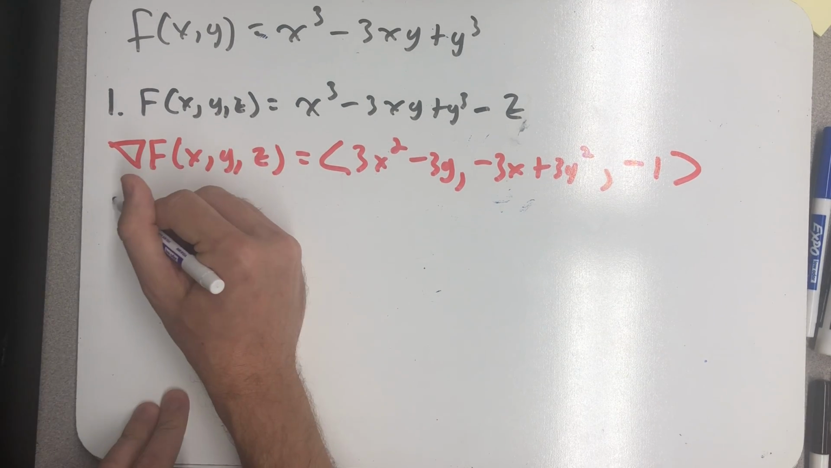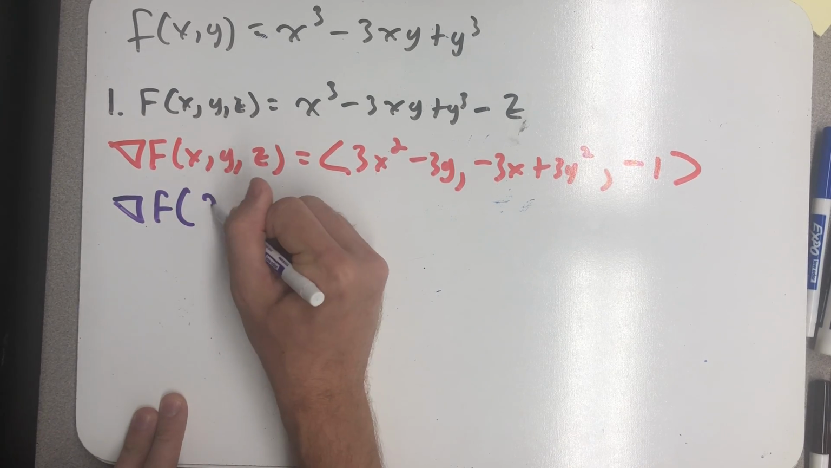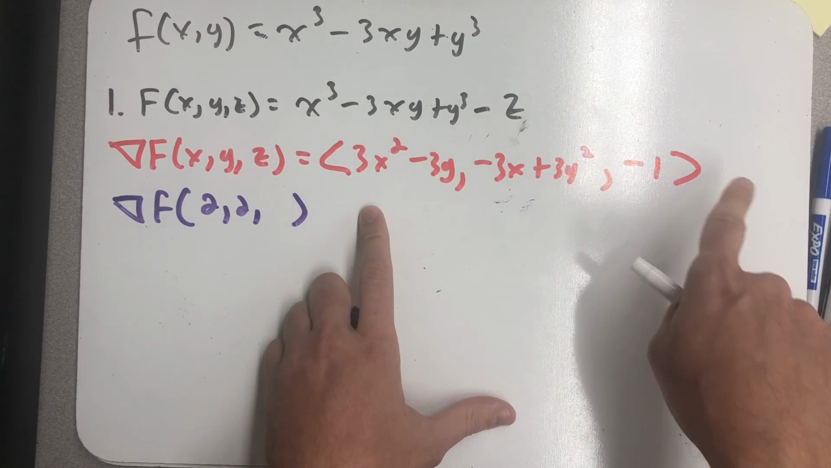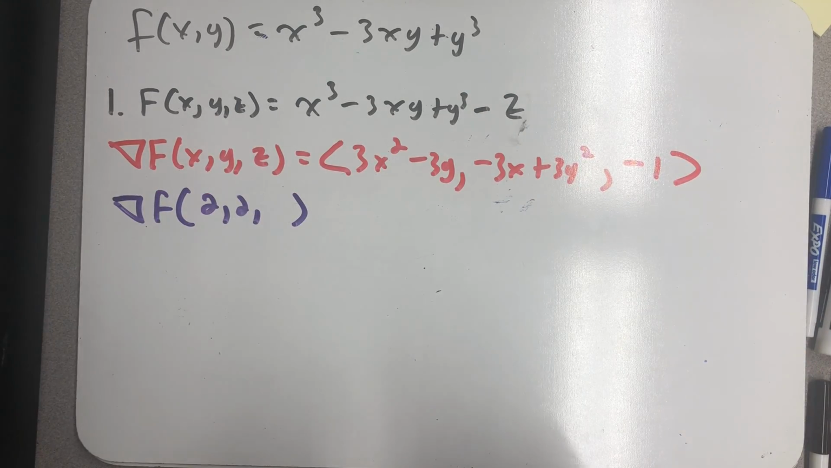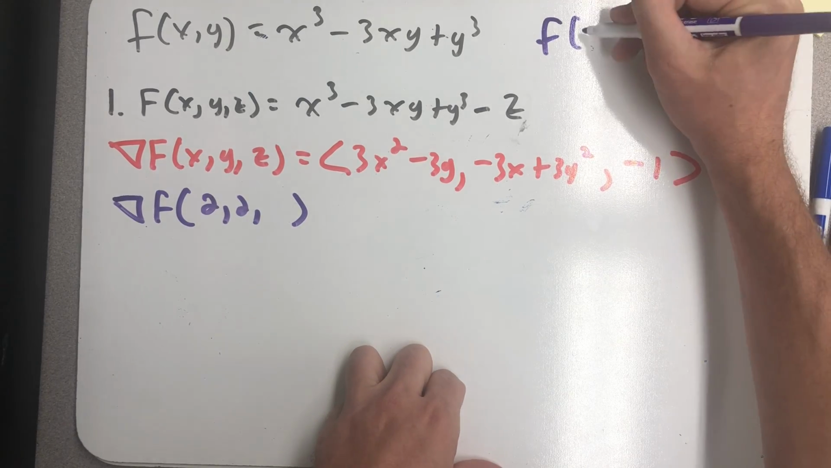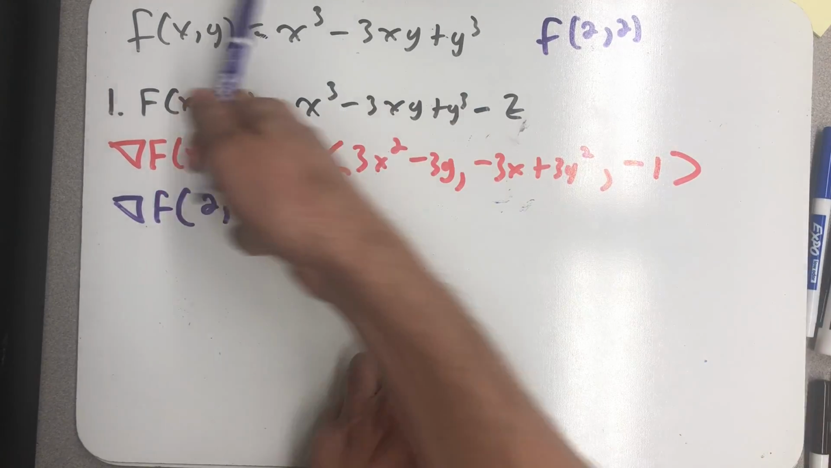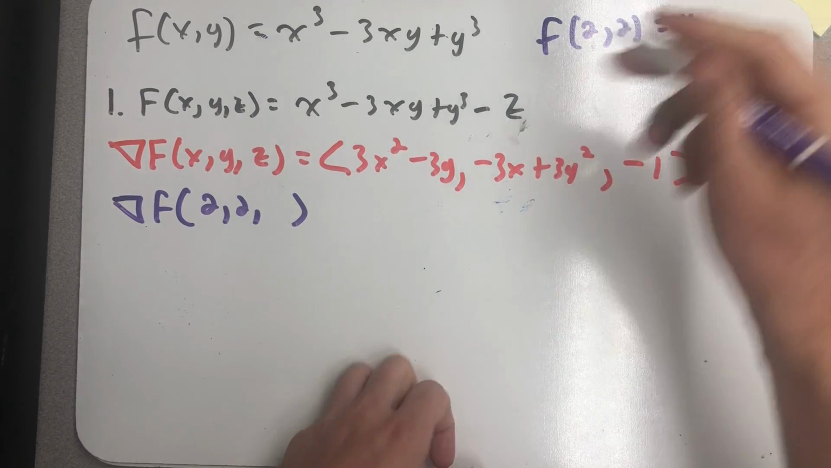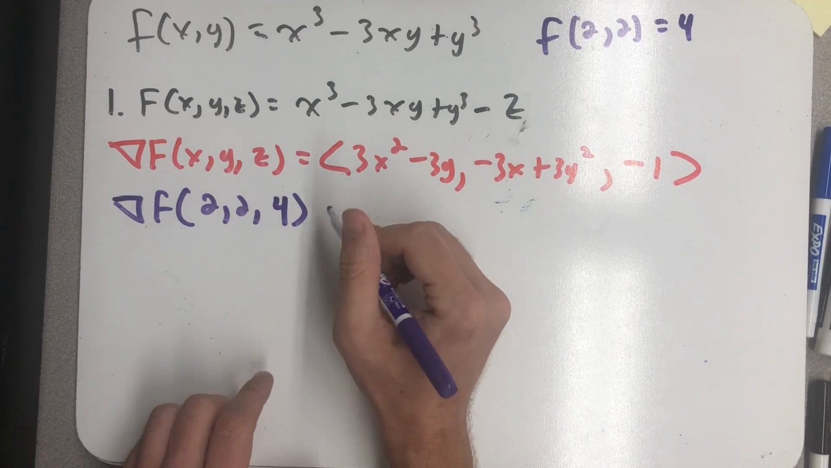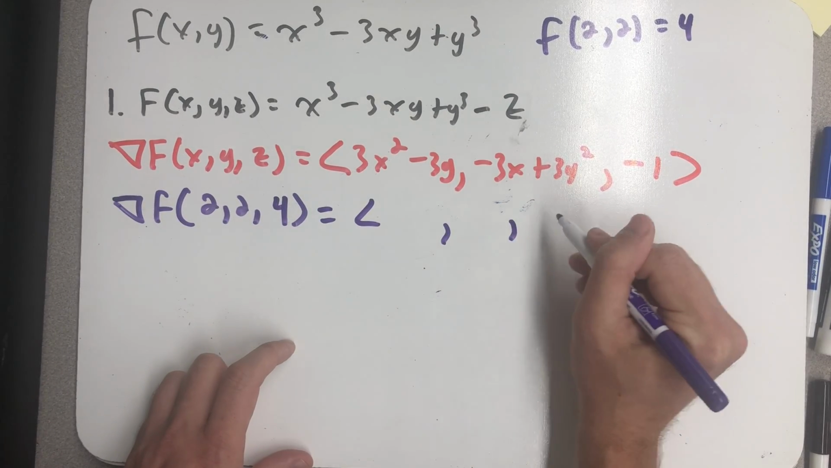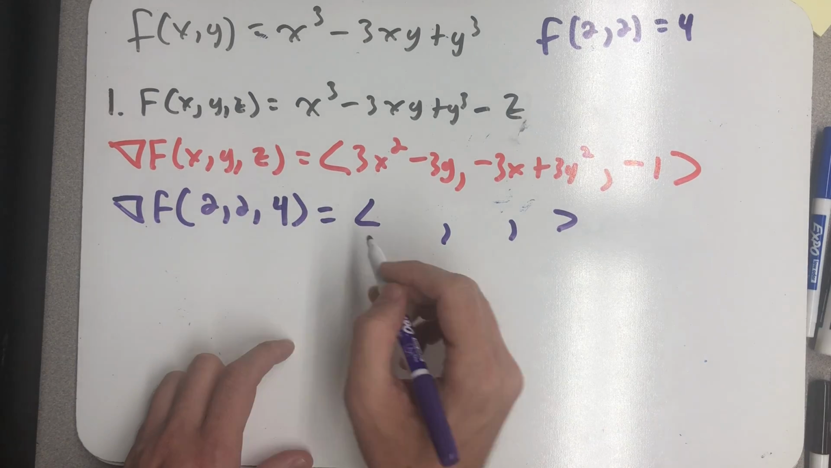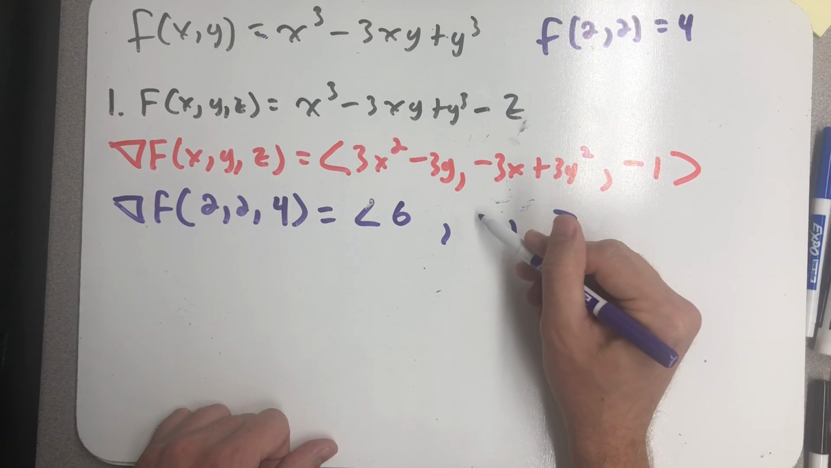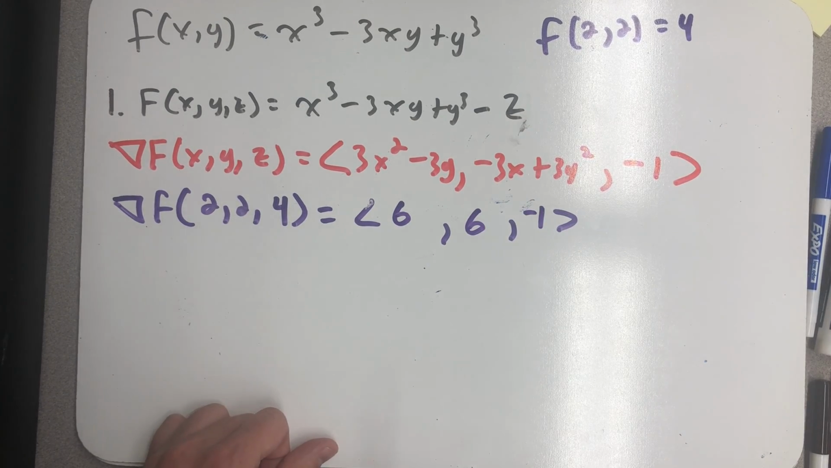Next up, I need to evaluate my gradient at the point 2, 2, the z coordinate. Now, my gradient here doesn't really depend on z, but very technically it's a function on 3 variables, and I'm going to have to know the z coordinate anyway. Well, going back to my original surface, little f of xy, plugging in 2, 2 will reveal that the z coordinate is 4. So now I just need to evaluate this gradient at 2, 2, 4, and plugging in 2's for x and y will give me the vector 6, 6, minus 1.